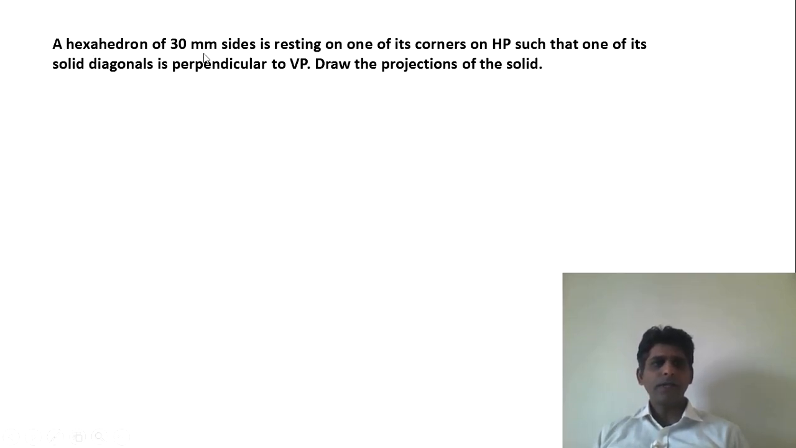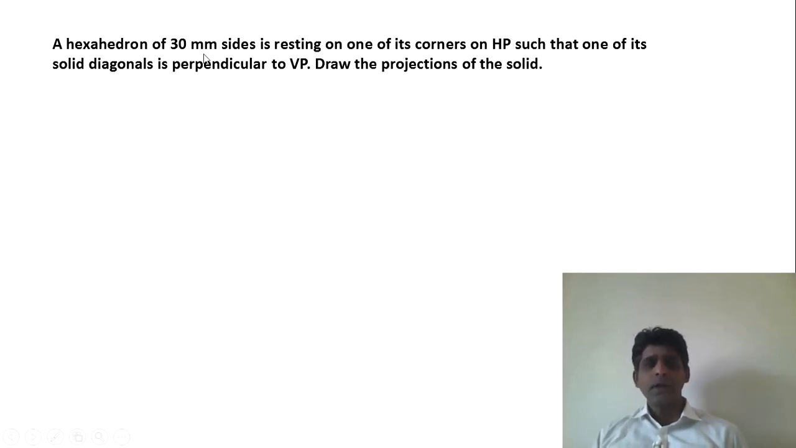A hexahedron of 30 mm sides is resting on one of its corners on HP. It is resting on a corner, so it is important to note this, such that one of its solid diagonals is perpendicular. Solid diagonal is perpendicular. This is important.